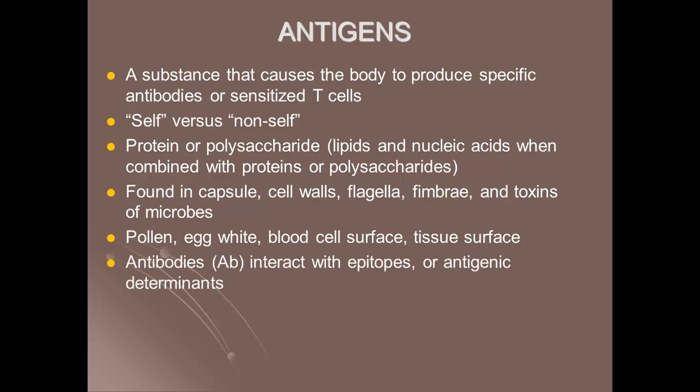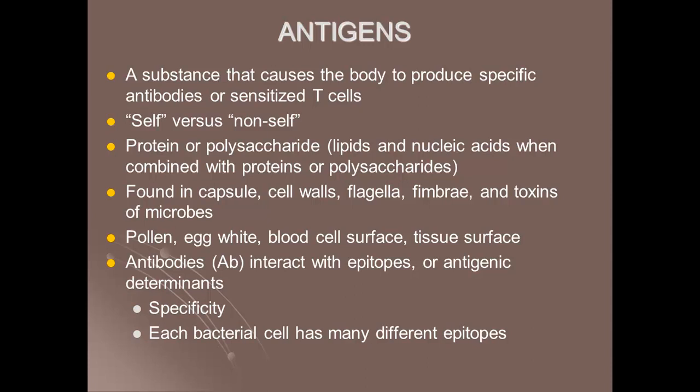Antibodies interact with epitopes or antigenic determinants. This is where we determine the specificity. Okay? So the points on the surface of a pathogen that allow antibodies to bind are called antigenic determinants or epitopes. Okay, so they're the points on the surface of a pathogen that allow antibodies to bind. Each bacterial cell has many different epitopes.